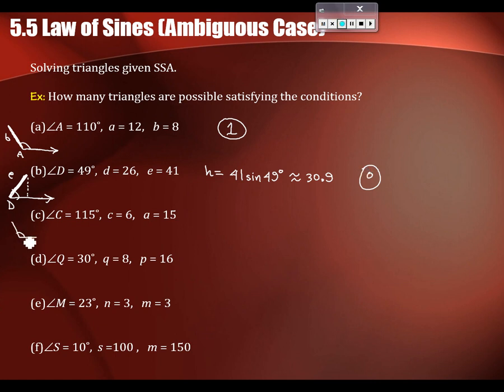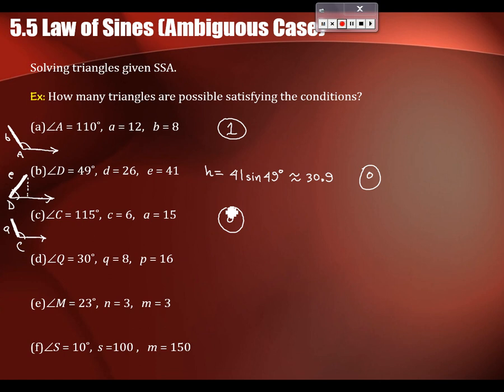All right, next one here, we've got angle C. I love it when they're obtuse. Okay, we got angle C right here. Side A is 15 units long. This is side A. And side C, I'm going to try and stick in there. It's 6 units long. It's a sad day for this triangle. It fails to exist. I'm sorry, triangle.